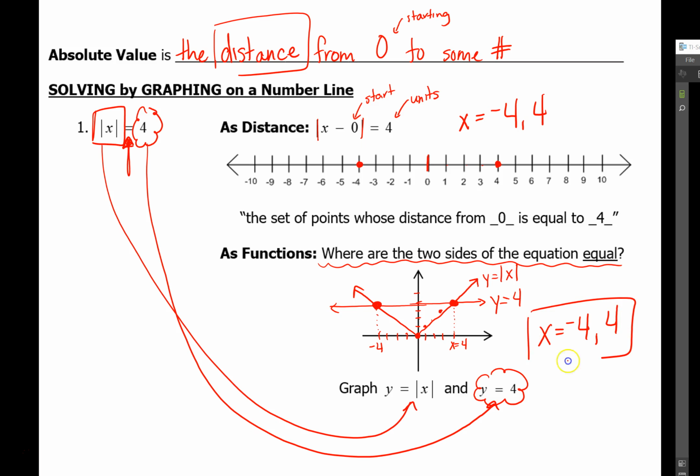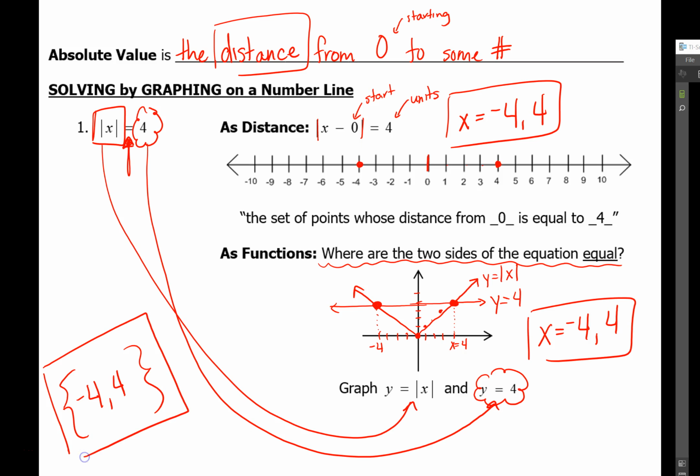I also want to point out that you may see these answers written as a solution set, which is when in a set of squiggly brackets you have the numbers listed out that are the solutions, in this case -4 and +4. That is a legitimate way to write your answer, in addition to this equation that we've written as the answer for both of these.